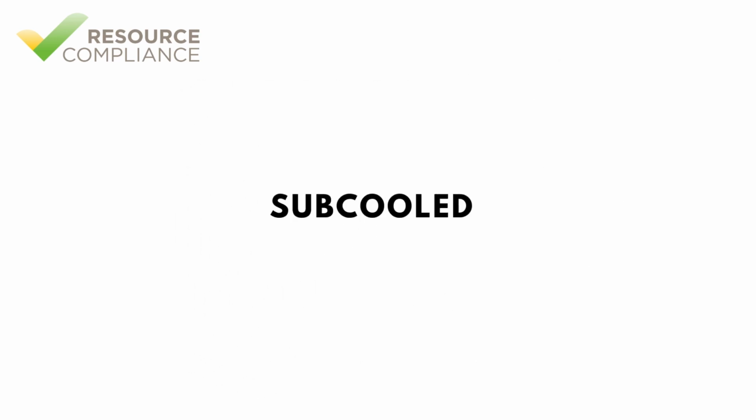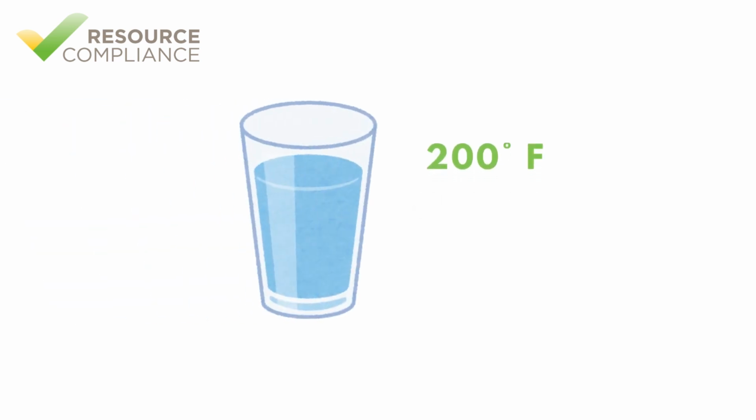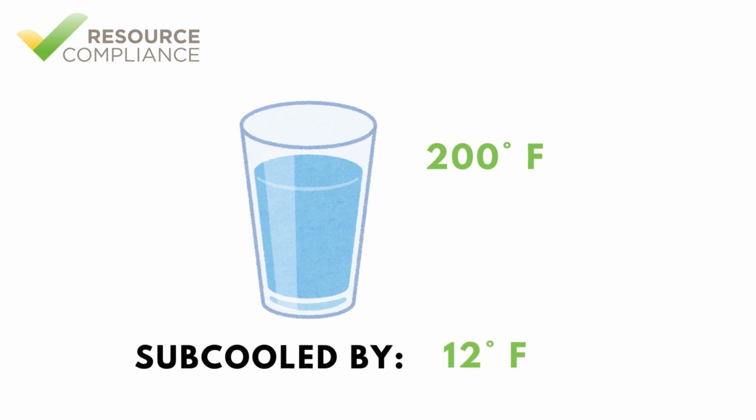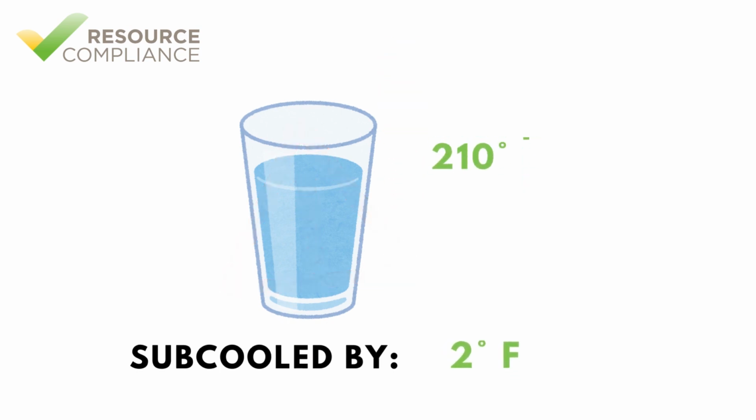A substance is said to be subcooled when it is cooled below its boiling point or saturation temperature. Don't let the word cool deceive you into thinking this is referring to a cold temperature. When water is at 200 degrees Fahrenheit, it is subcooled by 12 degrees Fahrenheit. The water is dangerously hot, but subcooled nonetheless. When a substance is subcooled, any heat added or removed from the substance will be in the form of sensible heat and will result in a temperature change.